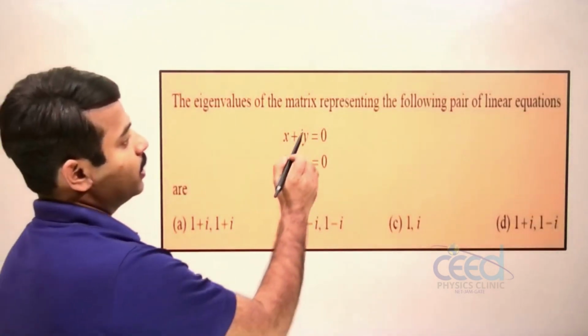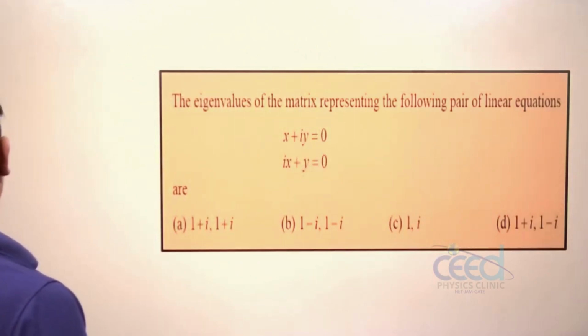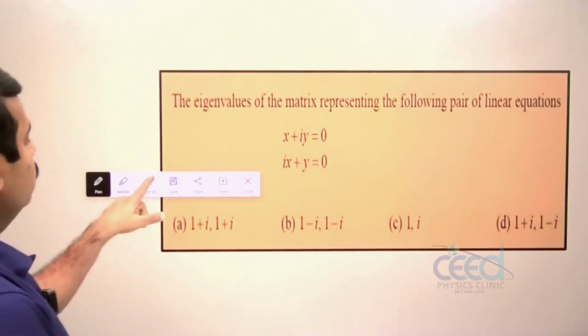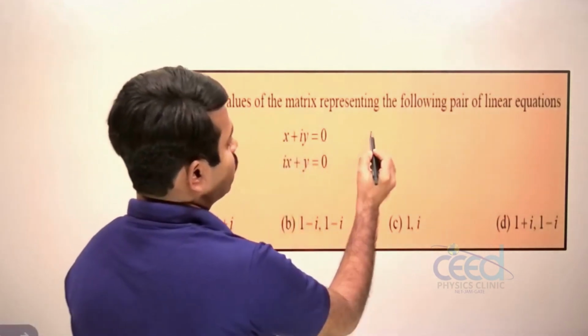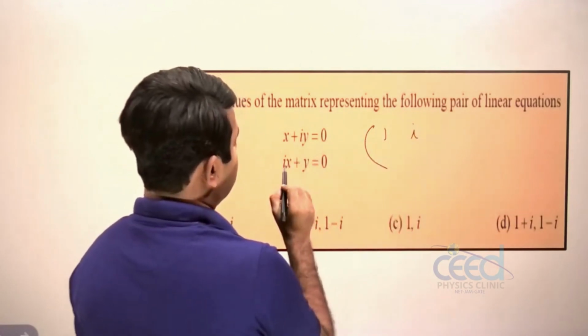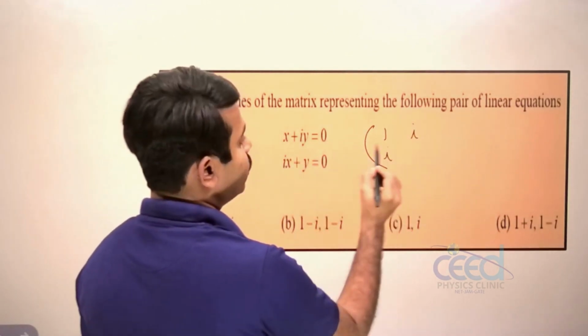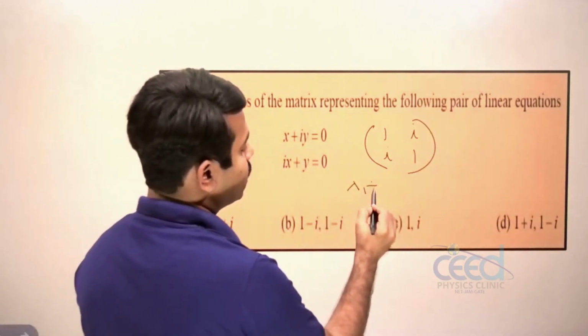Find the eigenvalues of the matrix representing the following pair of linear equations. So, the linear equation corresponding: x coefficient is 1, y coefficient is i. Here x coefficient is i, y coefficient is 1. So, only the eigenvalues of this are being asked. Then lambda 1 plus lambda 2.